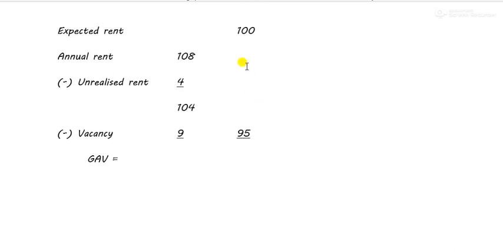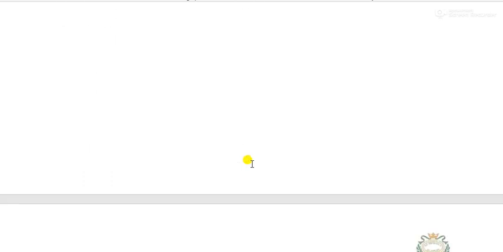Next example, expected rent 100, annual rent 108, unrealized rent 4. Now this figure is 104. Now compare 104 with 100. So this is more, honest assessee. If this figure is more, he is an honest assessee, we will consider the vacancy. 104 minus 9, 95. So my gross annual value will be 95. Why? Just because after deducting unrealized rent, the figure was more than expected rent. Therefore, we have considered the vacancy, and gross annual value is 95.